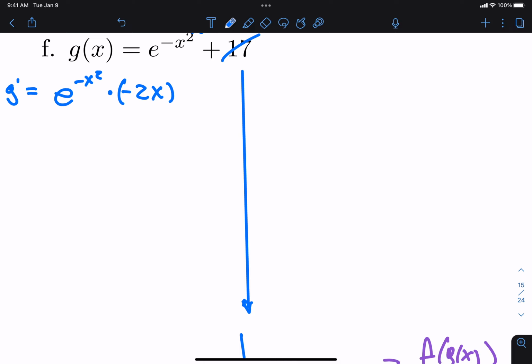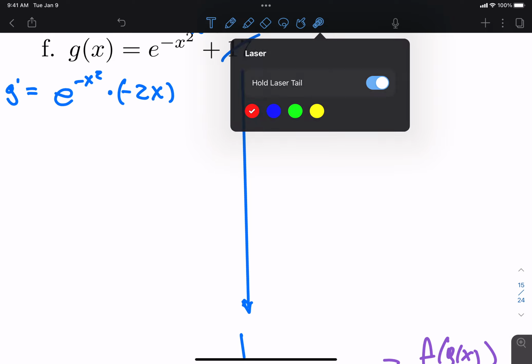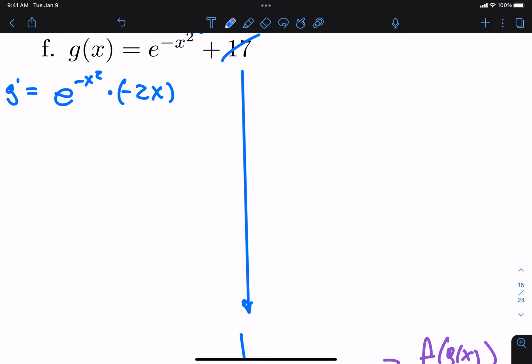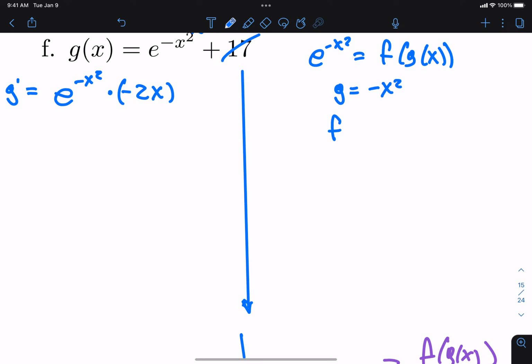So the slow way would be to say, okay, I have a composition of functions here. I can tell it's a composition because I have a function inside of another function. I do know that the 17 is going to go away, so let's just focus on the derivative of e to the minus x squared. I'm going to say that this e to the minus x squared is f of g of x. Now I need to determine what the inside function is. Well, the inside function is what's inside of the parentheses, which in this case is inside of the power. So g is negative x squared.